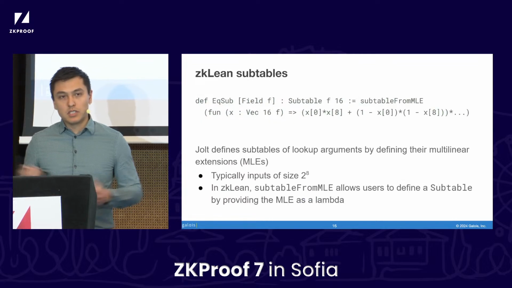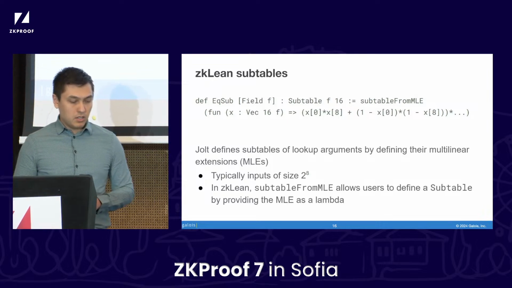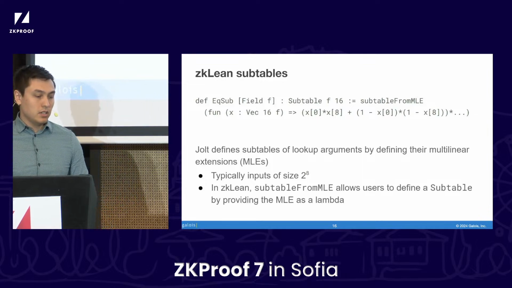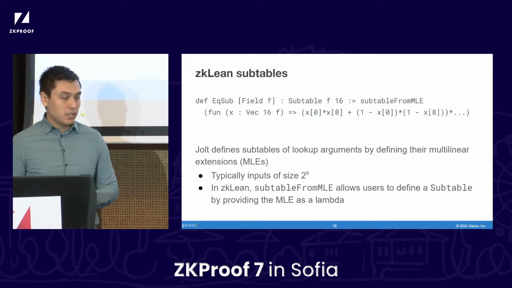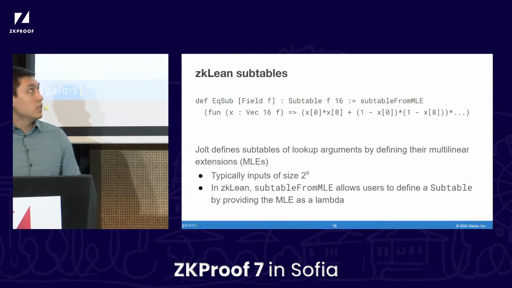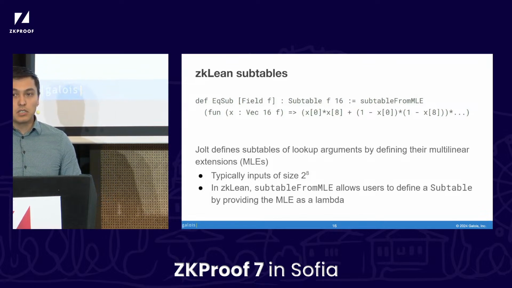In Jolt there are subtables, or lookup tables, and it defines subtables by defining the multilinear extension of what the table is. So here you can see we have this function that defines a subtable from the multilinear extension, and all you have to do is give a lambda that defines how to evaluate the MLE.